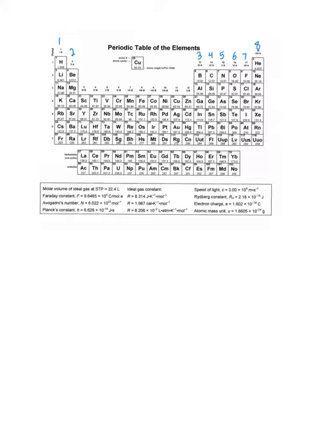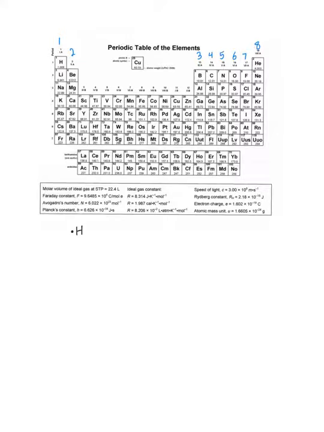Now, let's look at some examples. Hydrogen. We know that hydrogen is in group 1, so it should have 1 valence electron. To show the valence electron on a single atom, we use Lewis dot structure. Hydrogen has 1 valence electron, so I put 1 dot on hydrogen.